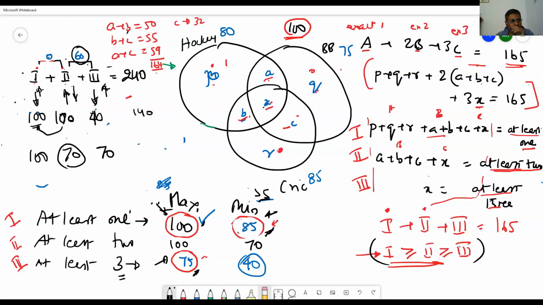So exactly 2, what is the minimum value? Exactly 2 minimum value is 0. Exactly 2 maximum value is 60. We'll get all these now. Exactly 1 minimum value is 0. Maximum value, what is that? I think in the previous case we saw. We'll have to check that out.